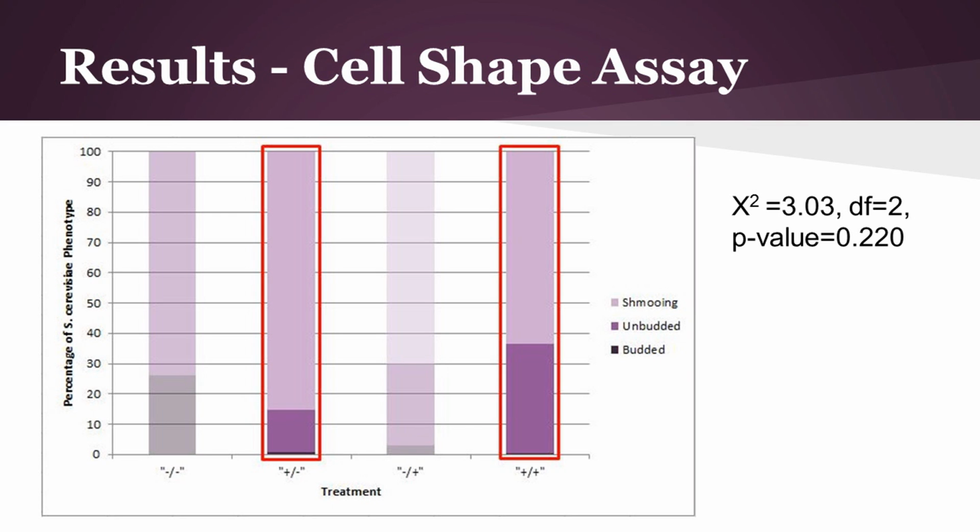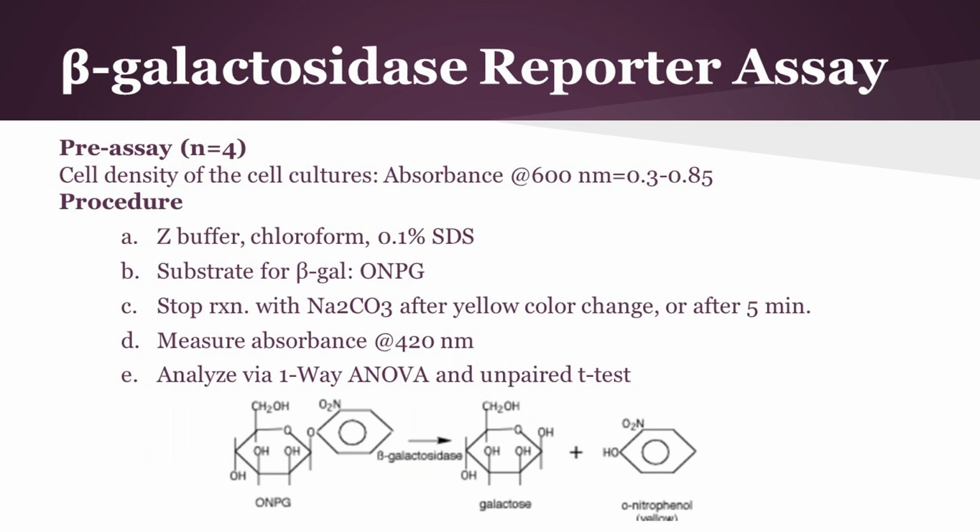Now William will elaborate on the beta-galactosidase assay methods and results. Thanks, Allie. Prior to each assay, we measured the cell densities of each of our 4 replicates by recording their absorbances at 600 nanometers. By doing so, we ensured that their yeast cells were in the log phase of growth, which is when they are most responsive to the addition of mating factor.